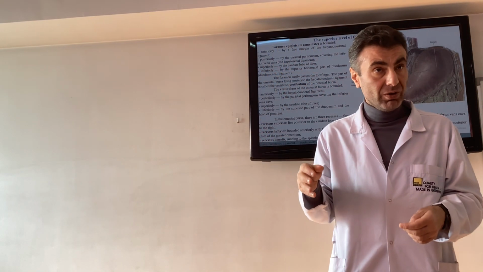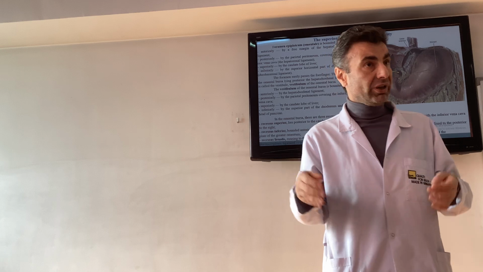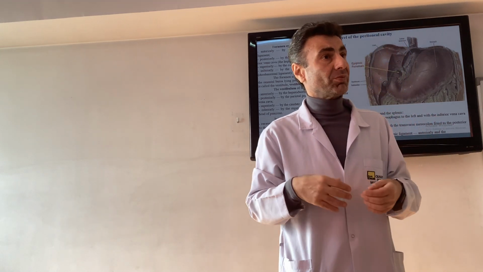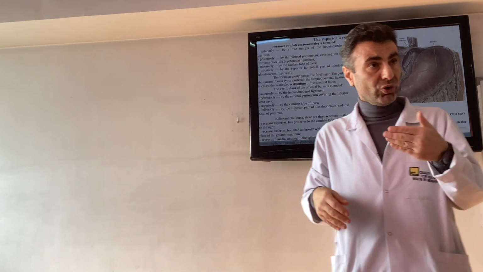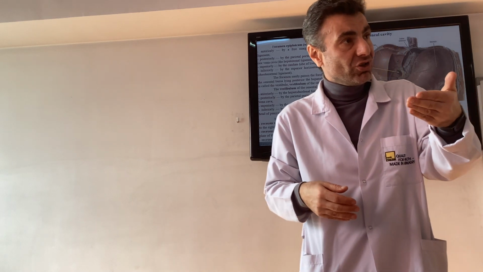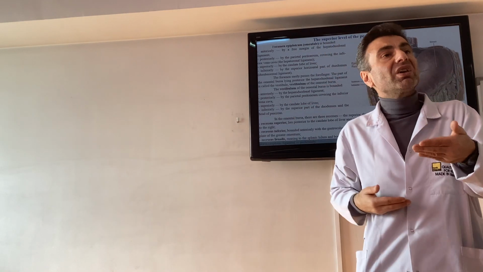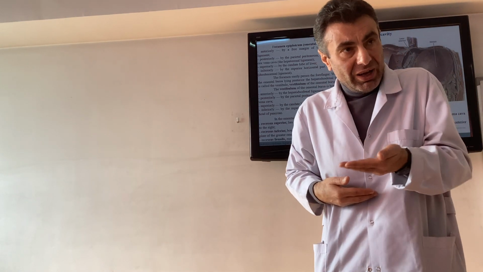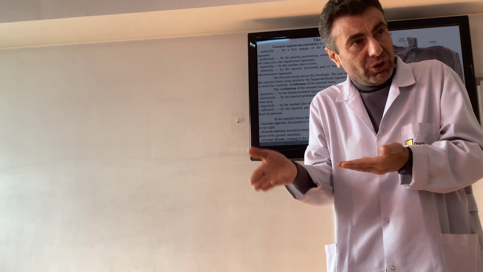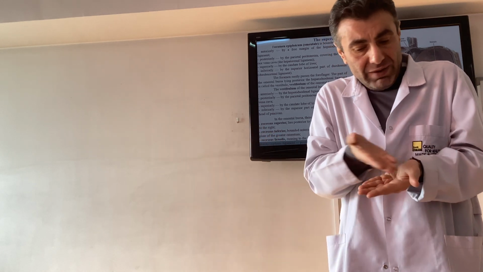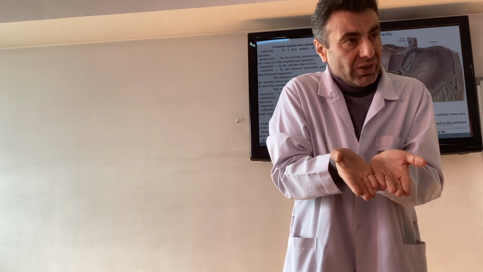Once again, three nutritional ligaments, all starting from the hilum of the liver. Two from its anterior margin, one from its posterior margin. From the anterior margin, the right ligament we call hepatoduodenal, the left ligament we call hepatogastric.